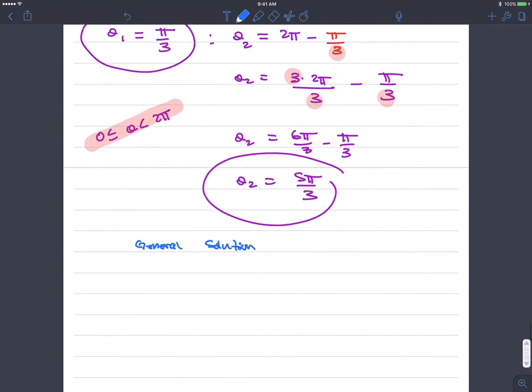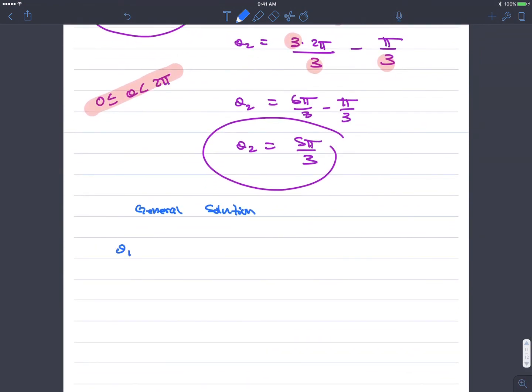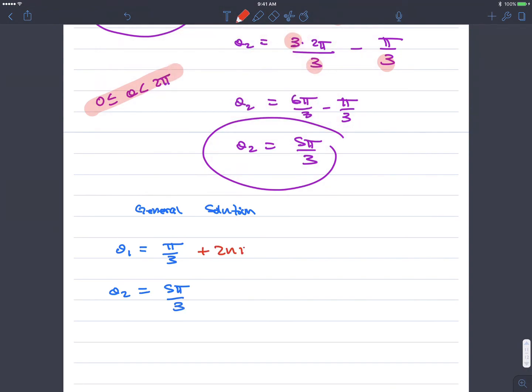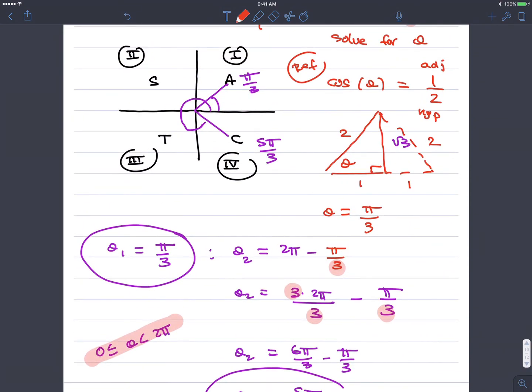What do we do? We say, okay, theta 1 we know is pi over 3. Theta 2 we know is 5 pi over 3. And you might say, let's just keep it simple and add what? 2n pi's, because you're finding, again, let's go back.